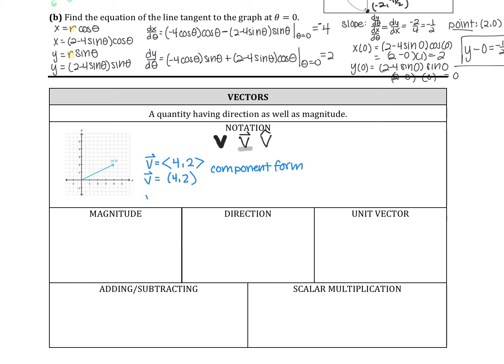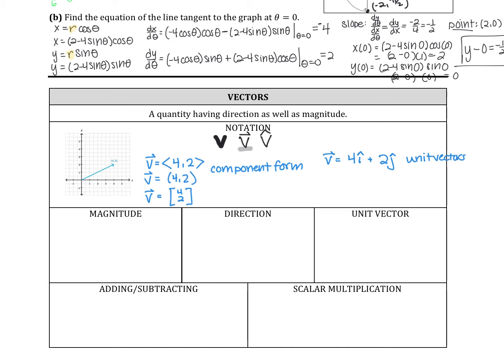Now, you may also see this vector written in matrix notation. This is a vector notation where we have a vertical, what looks like a matrix, and you can see it in that way. I cannot remember the name of that. But the other most common one that you're going to see would be 4i plus 2j. This stems from our unit vectors.